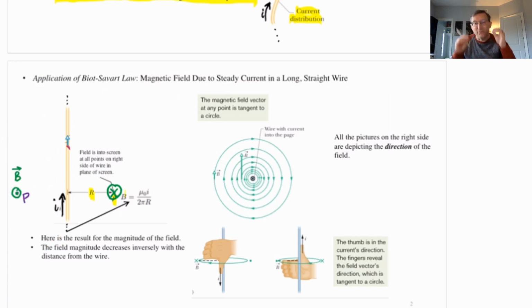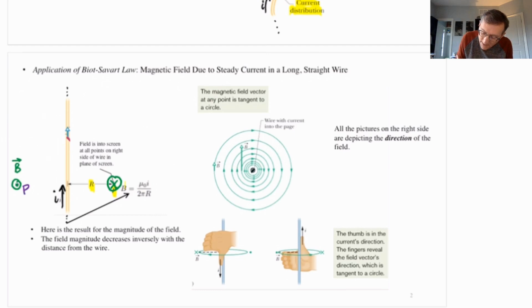So we want a way to visualize the whole magnetic field at any point produced by that long straight wire. Here's a way to do that. Look at this picture over here at the top right. Now we're looking at a top view, and so the wire is this little dot in the middle, and the current is going away from us into the screen, so they've drawn an X there where the wire is. And then they've drawn, in green, magnetic field lines produced by the current in the wire.